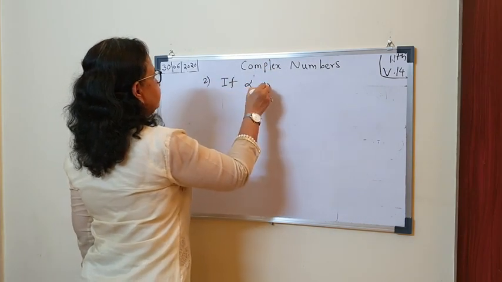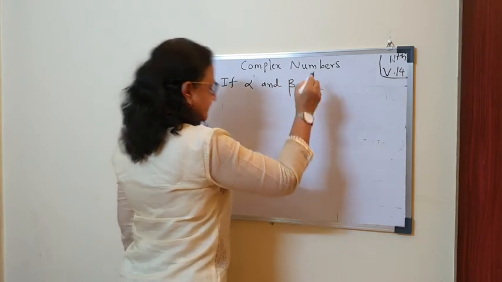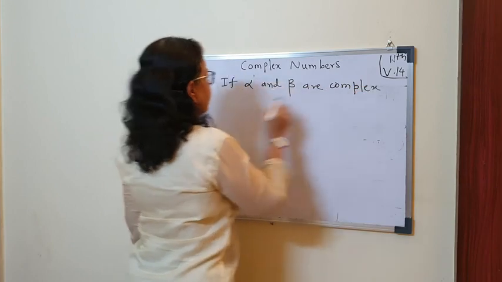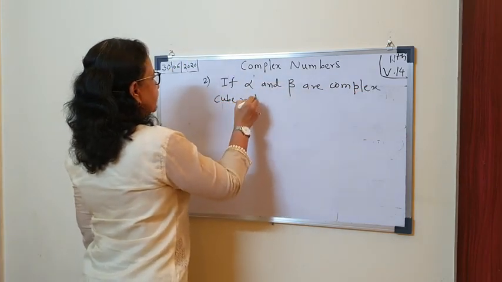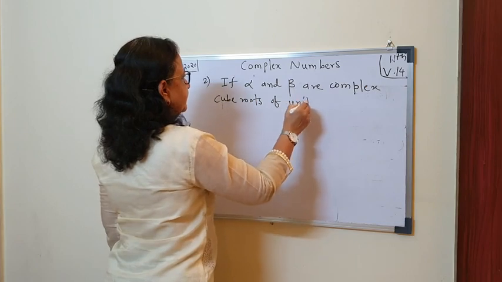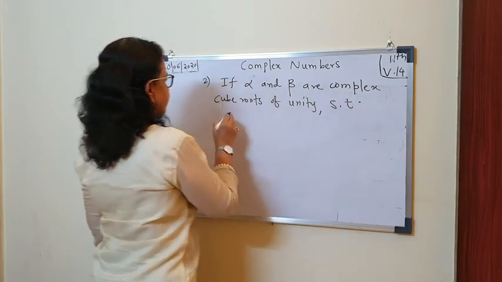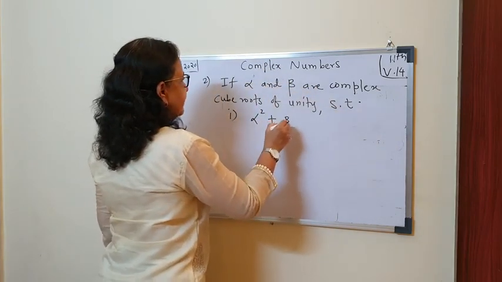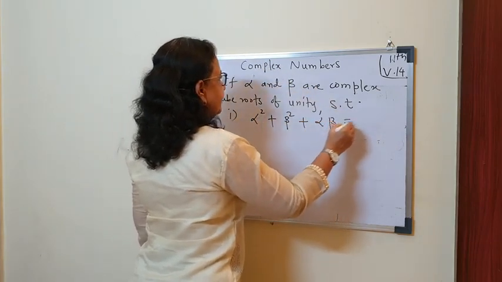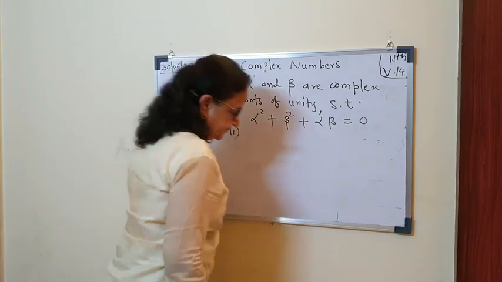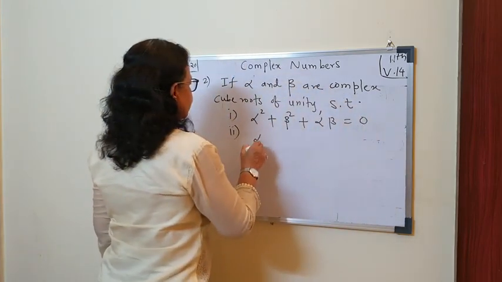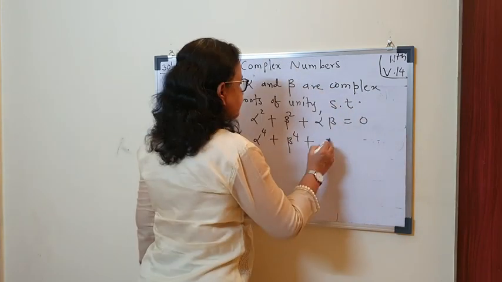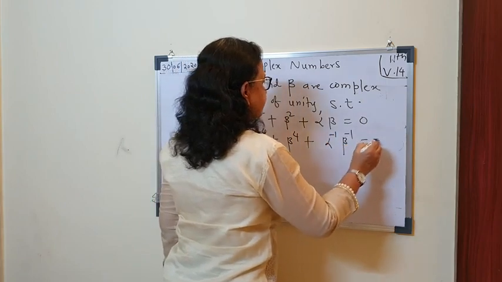If alpha and beta are complex cube roots of unity, show that number 1, alpha square plus beta square plus alpha beta equals 0. And one more, alpha raised to 4 plus beta raised to 4 plus alpha raised to minus 1 beta raised to minus 1 equals 0.